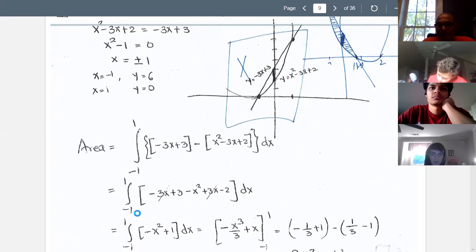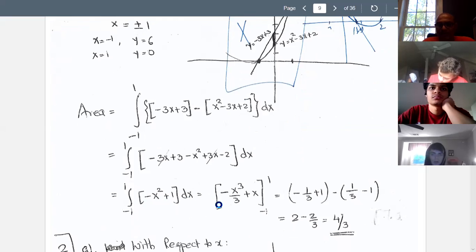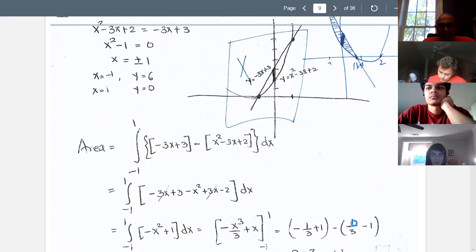And then after, take the term by term integration. Negative x squared plus 1: the integration is negative x cubed by 3, and the integration of 1 is x. Second fundamental theorem of calculus. Solve this one and you are getting 4 by 3 as the answer. Does it make sense?